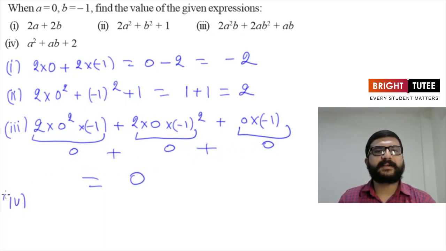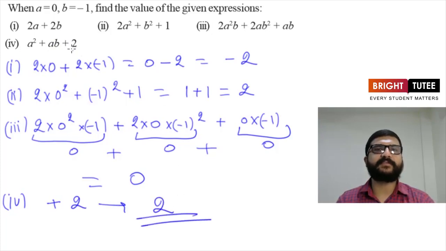Now the last part of this question, here it is a square plus ab plus 2. So a square means 0 square, ab means a into b, that is 0 into b. So this is also 0, and then we are left with plus 2. So therefore answer for this question will be 2. That is, value of this expression at a equal to 0 and b equal to minus 1 is 2. Now let's see the next question.